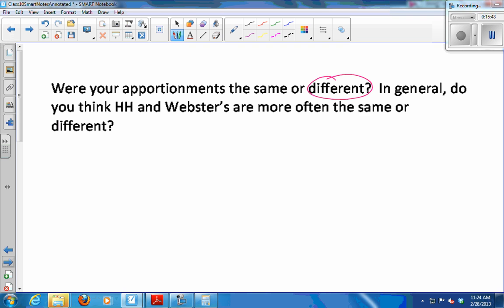In general, do you think that they're going to come out more often the same or more often different? Different? Yeah, you think it's going to... It seems to be like a little bit more leeway, more spread. It's not as easy as the standard rounding. It's definitely not as easy, right? Because you have to calculate the cutoffs. But what, you think they're going to come out more often the same? How come?